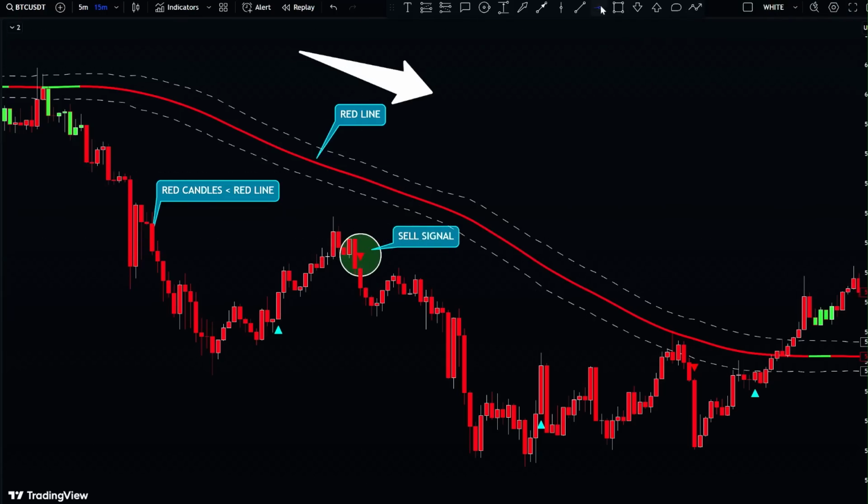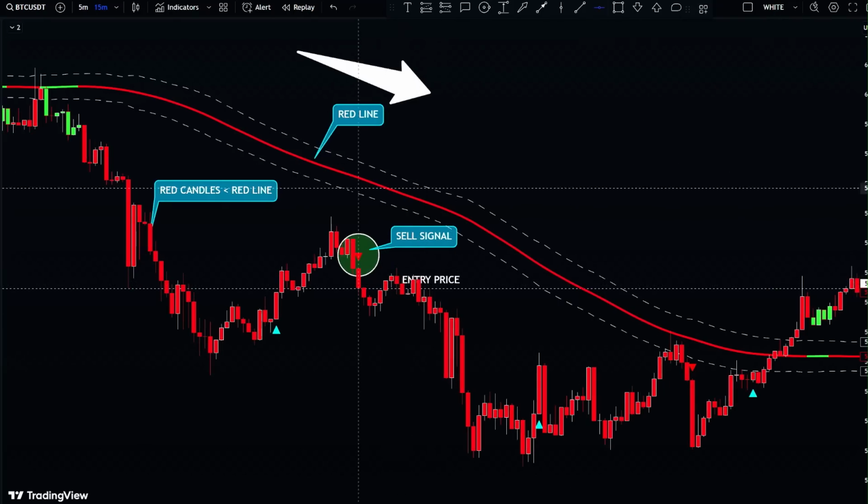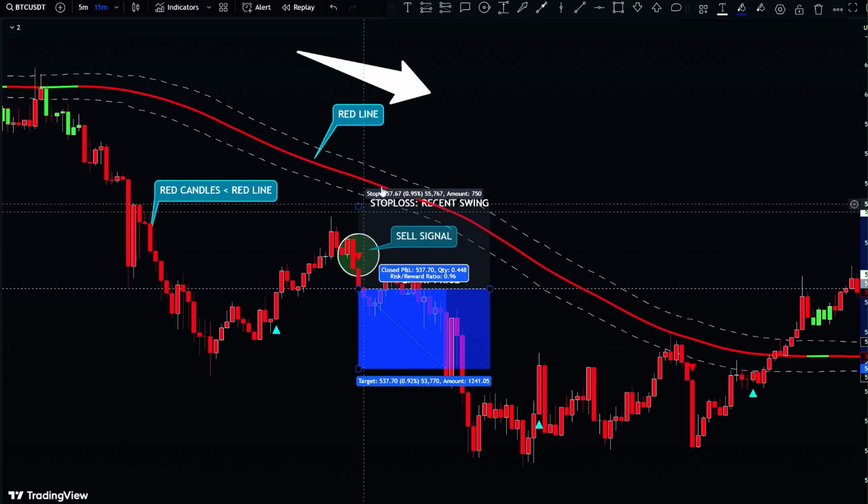So when you see the red arrow, you can enter a short trade at the close price of the signal candle. And let's talk about risk management. To set a stop loss, find the recent swing high, that peak where the price turned around. Place your stop loss slightly above it. This helps protect your profit if the market suddenly reverses.